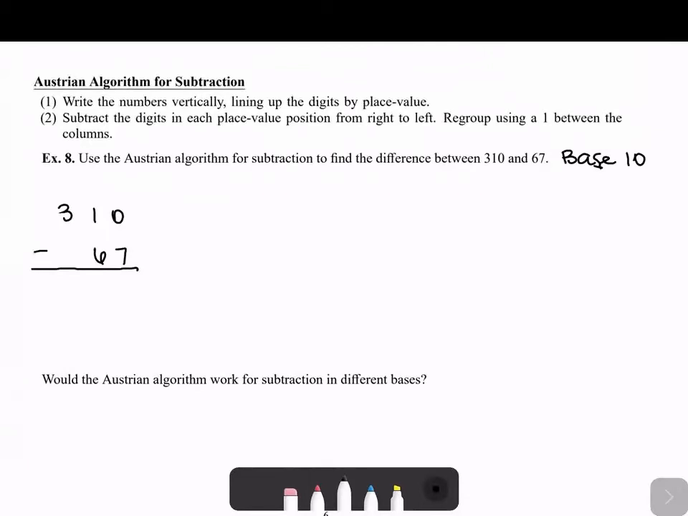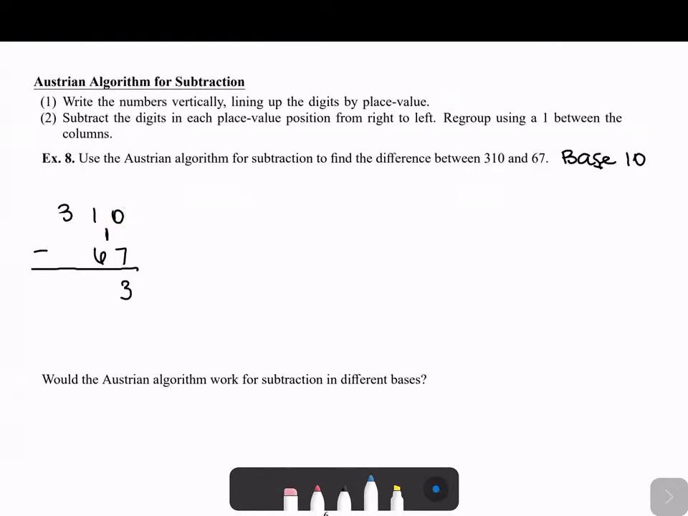Okay, so again, we're going to subtract the digits in each place value position from right to left. We're going to regroup using a 1 between the columns. So instead of crossing out things, we're going to put a 1 right here. That's going to tell us that right here, this is going to be 10 minus 7. And in this 10 minus 7, we're going to get 3 down here. Okay, this is 10 minus 7, so I'm going to erase that. And we're going to get 3 down here. So we group this to make 10 minus 7, okay?